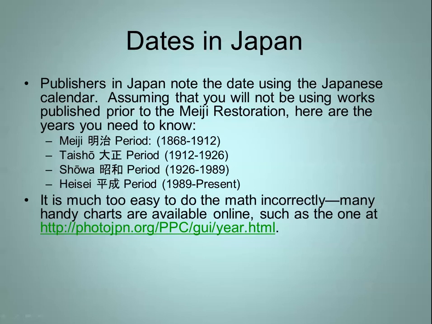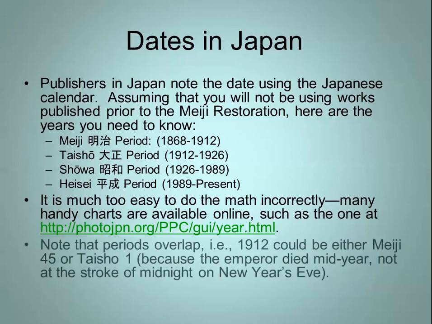Now, the other thing I want to point out is that these periods overlap. So the Meiji is until 1912, and then during that year, the emperor died, and we switched over to the new era, to the Taisho. So Taisho begins in 1912. So 1912 straddles two different periods in Japanese history. So 1912 can be either Meiji 45 or Taisho 1.